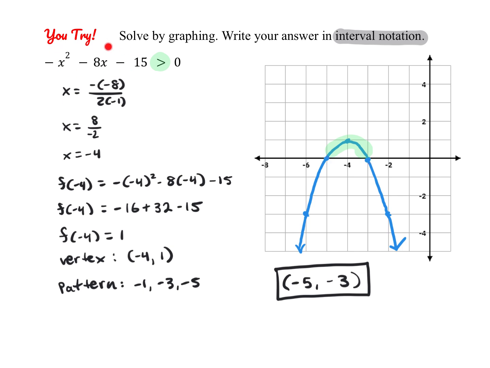And here we're looking for where our quadratic is greater than 0, so where it's above the x-axis, so between, but not including, -5 and -3. So in interval notation that would look like this.